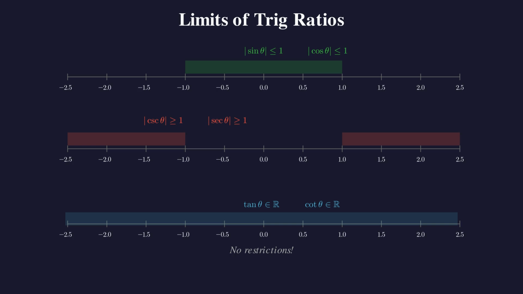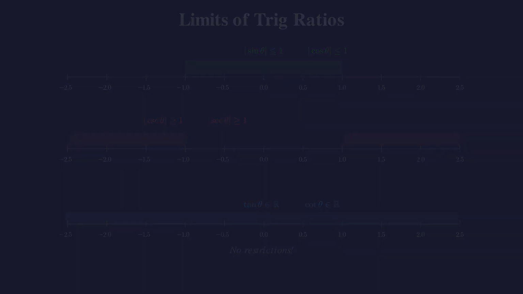Tangent and cotangent, though, they're the wild ones. They can take any value at all because the perpendicular and base have no fixed relationship to each other. Tangent goes from 0 all the way to infinity.